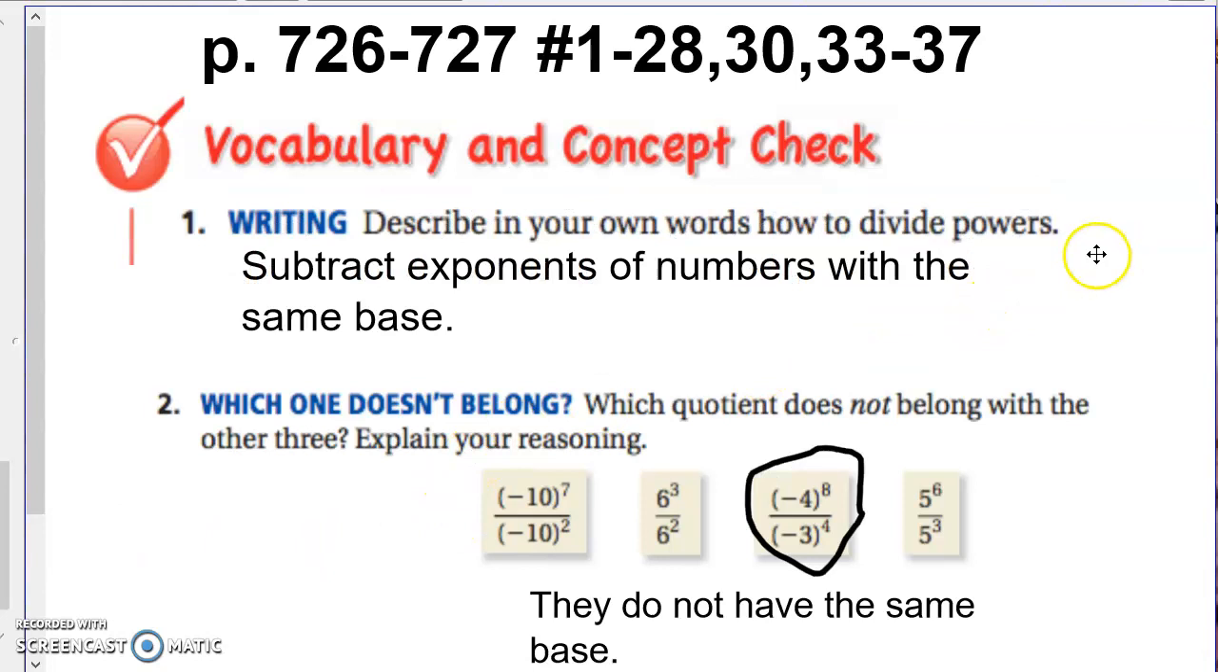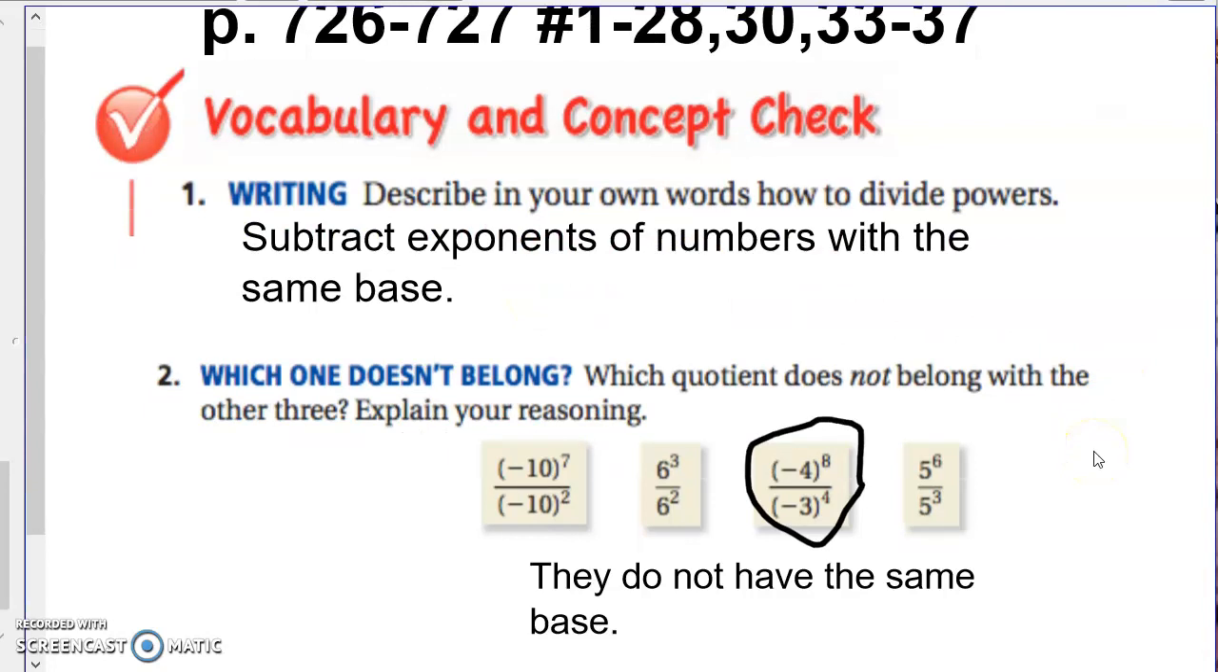All right, your homework assignment is page 726 to 727, numbers 1 through 28, 30, and 33 through 37. So we'll get started on it together. Number 1 says, describe in your own words how to divide powers. And what you're going to do is subtract the exponents of numbers with the same base. Remember, the important thing here is same base. When you're dividing powers, if they have the same base, then you can subtract the exponents to simplify.